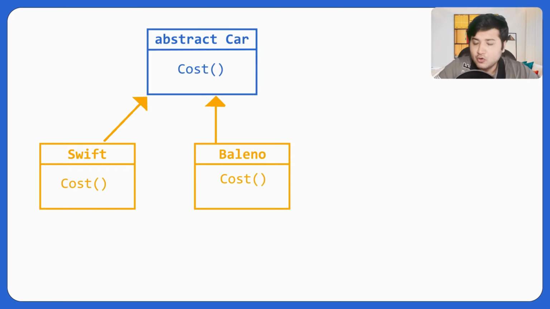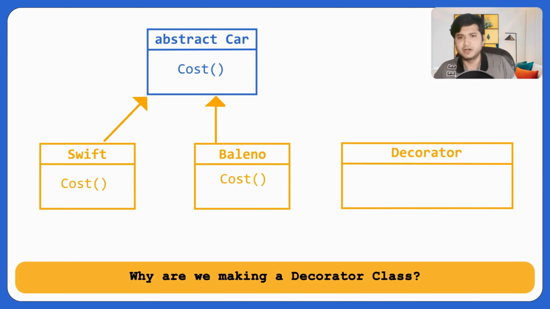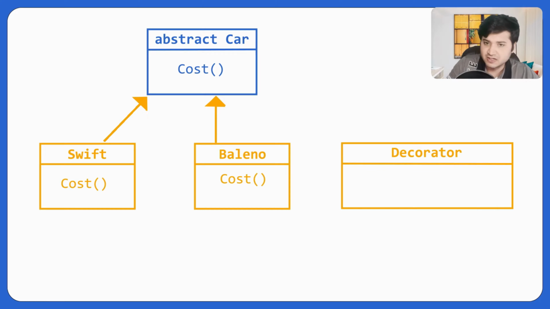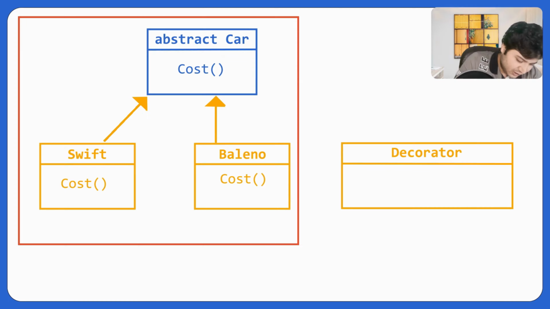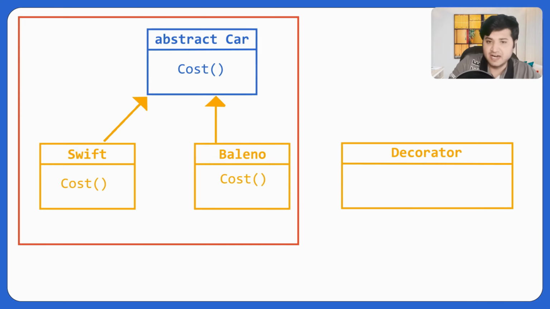Now, to talk about all the decorators we have, we'll make a decorator class. Why are we making the decorator class? Let's see it from a diagram first, and then we'll come back to the class diagram again. Till here we are doing the same thing which we did previously, but now the change is that we are making a decorator class and we'll use seat covers and all of them as decorators. So let's see why we are doing this.